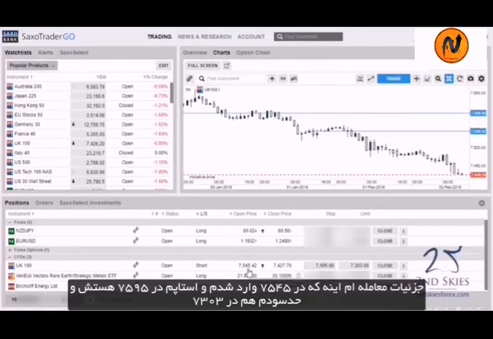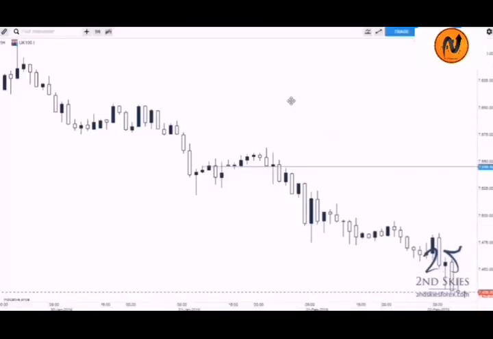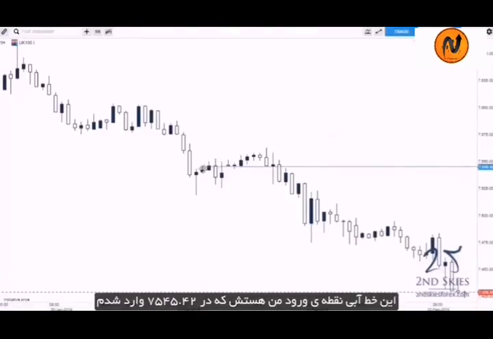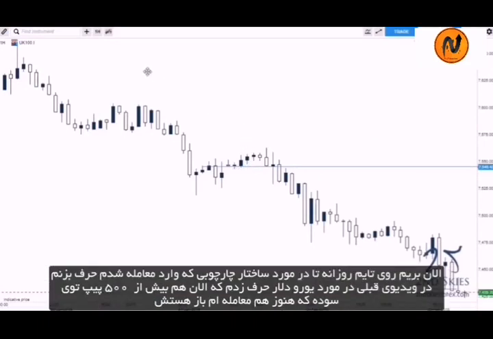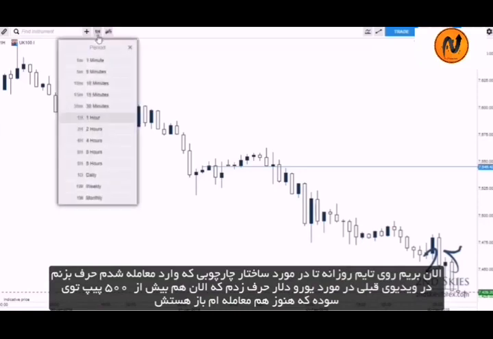Just for the details, I'm short at 75.45. My stop loss is at 75.95, and my take profit is at 73.03. So let's look at the chart. Okay, so what I've done here is marked a line where my entry is at 75.45. But what I want to do is briefly step back to the daily time frame and talk about the structure and the framework for how I make my trades.